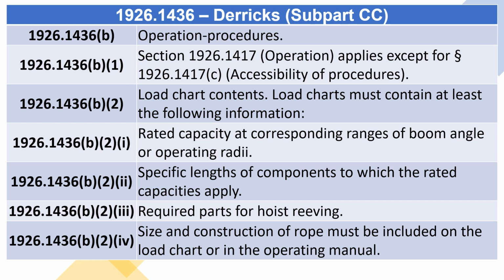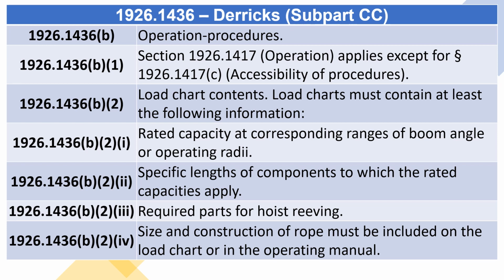1926.1436(b). Operation procedures. 1926.1436(b)(1). Section 1926.1417, Operation, applies except for Section 1926.1417(c), Accessibility of procedures.